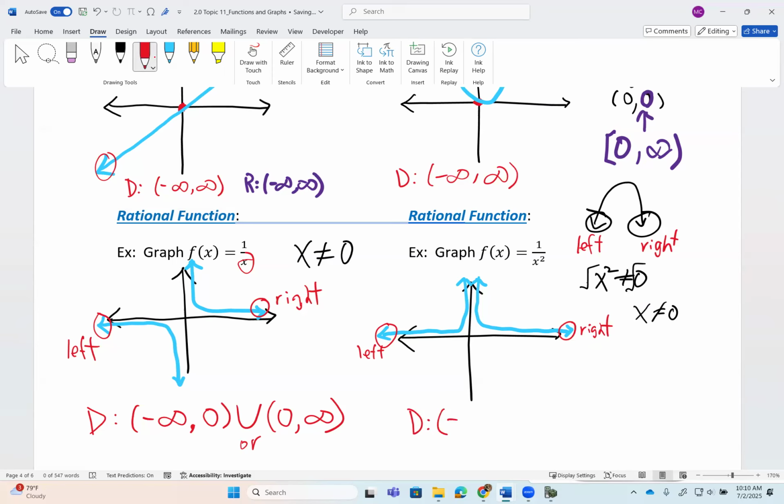My domain comes from negative infinity all the way towards 0, union from 0. The other part of the graph is from 0 all the way to infinity. Okay, use parentheses on the 0 because that's my restriction.